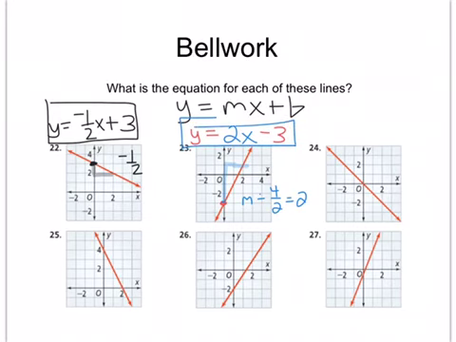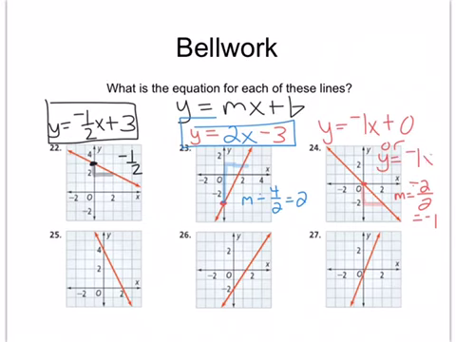Let's try one more together. So on this one, the y-intercept is at 0. So right over here, I'm going to say plus 0, and then I need to find the slope. So to find the slope, I'm going down 1, 2 over 2. Since we're going down, it's going to be negative 2 over 2, which reduces to negative 1. So y equals negative 1x plus 0, or you could just say y equals negative 1x. And a third way to write it is just y equals negative x.